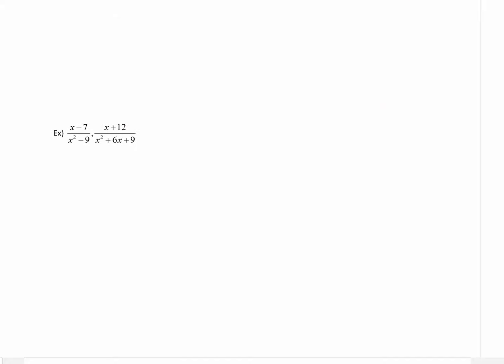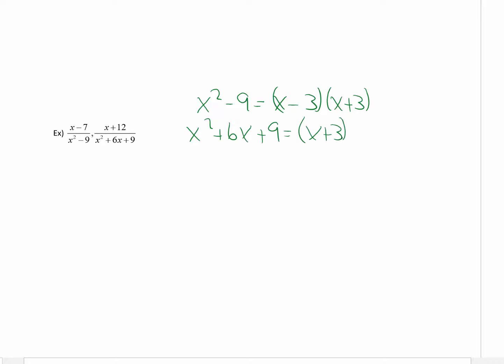All right. So now let's take a look at the next example. Again, first thing I need to do is to factor each denominator. X squared minus 9, that is a difference of two squares. That's x minus 3 and x plus 3. Trinomial, that is factored as x plus 3 times x plus 3, which is the same thing as x plus 3 squared. Okay, least common denominator.